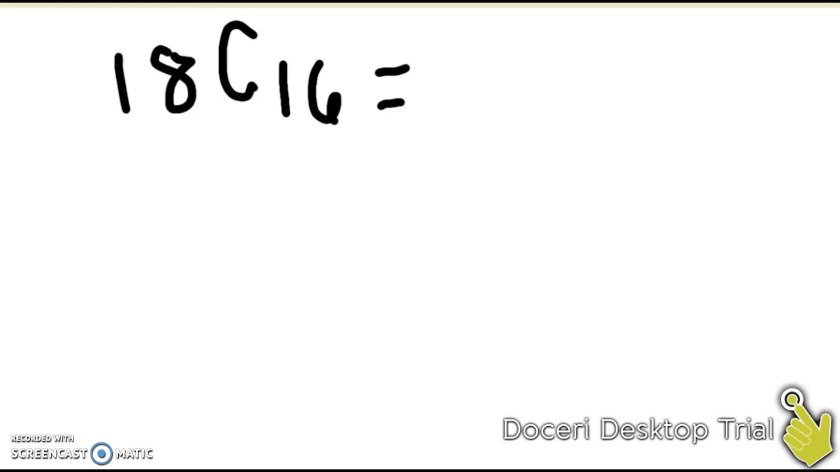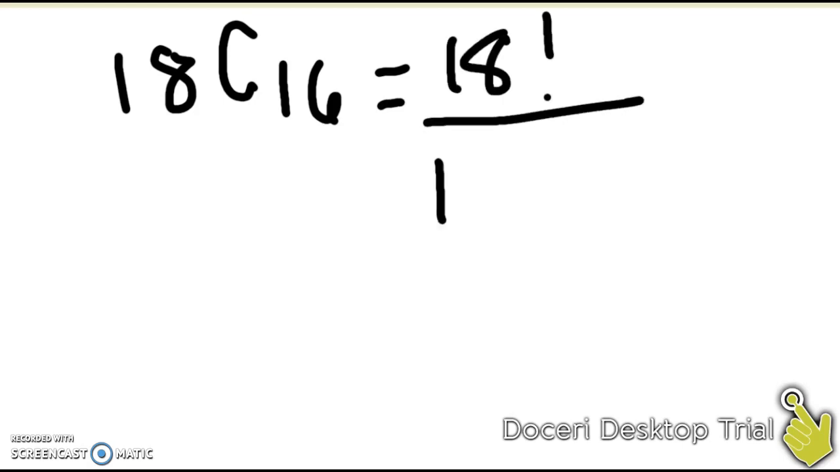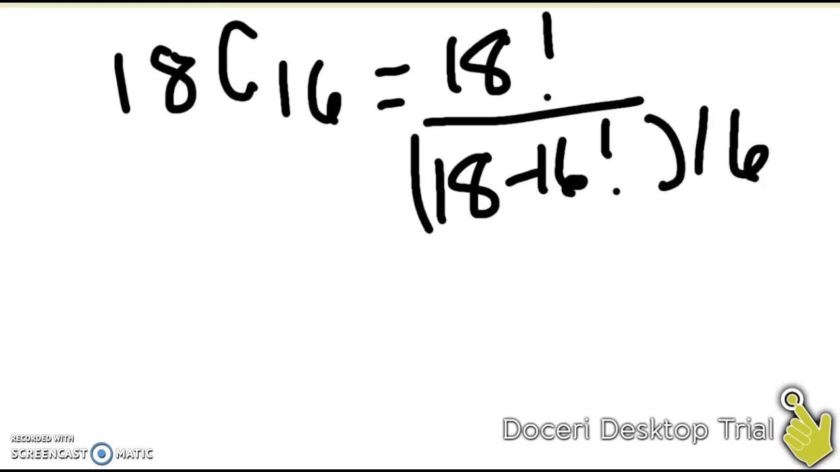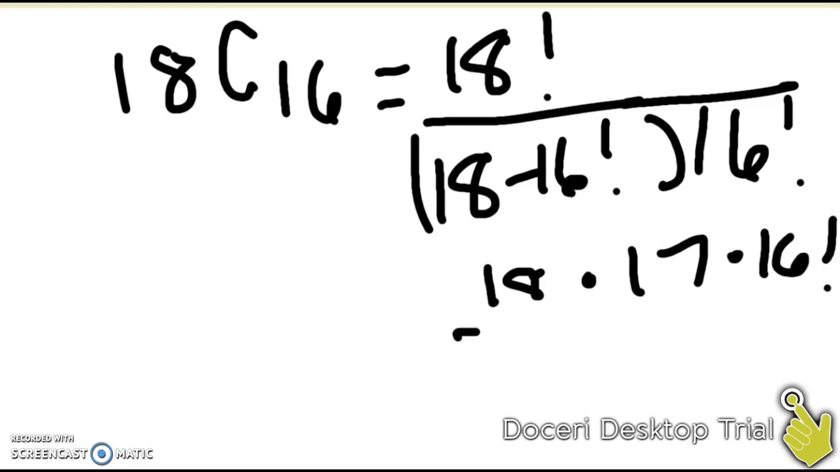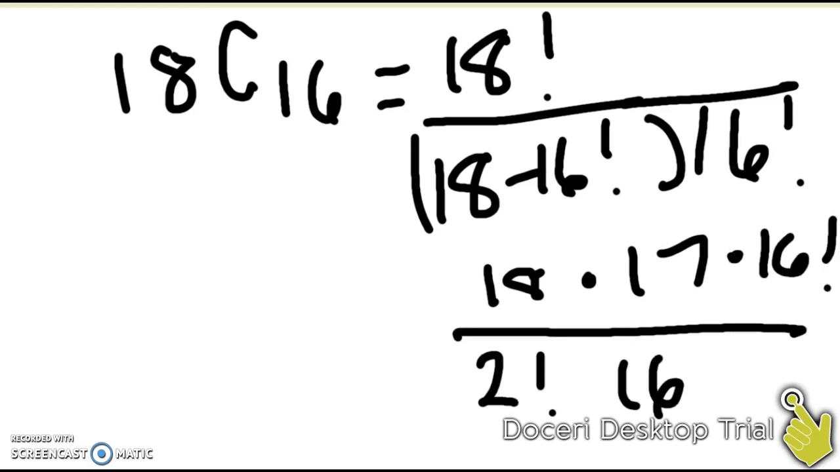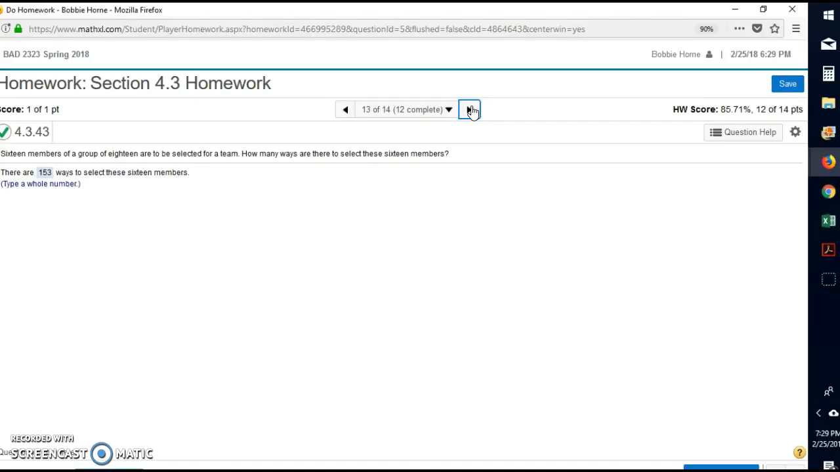So we have 18 combination 16. So we have 18 factorial over 18 minus 16 factorial times 16 factorial. So you end up with 18 times 17 times, I'm going to stop at 16 because I know I'm going to have a 16 on the bottom to cancel it out with. So I end up with 18 times 17 divided by 2. And that would give you 153 ways.